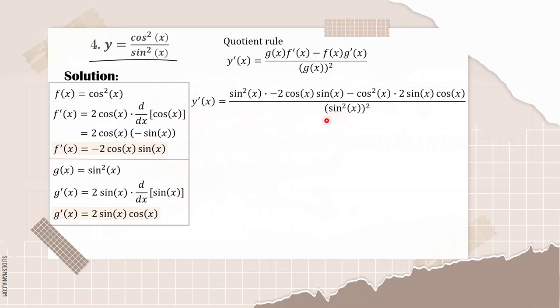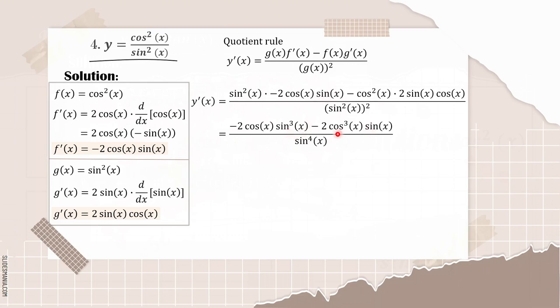Now we're just going to multiply things in our numerator, which will result in negative cosine of x times sine cube of x minus 2 cosine cube of x times sine of x all over sine raised to 4 of x. It became sine cube of x because as we multiply sine squared of x with sine of x, we're just simply adding their exponents, which is 2 plus 1 is equal to 3. That's why it's sine cube of x.